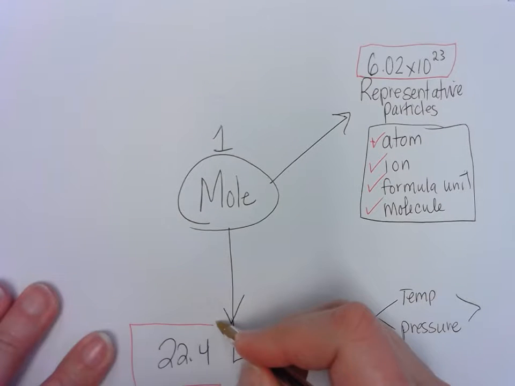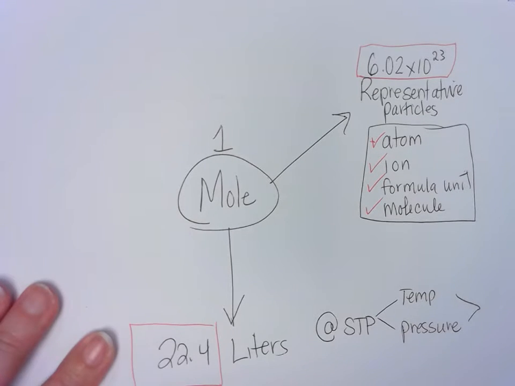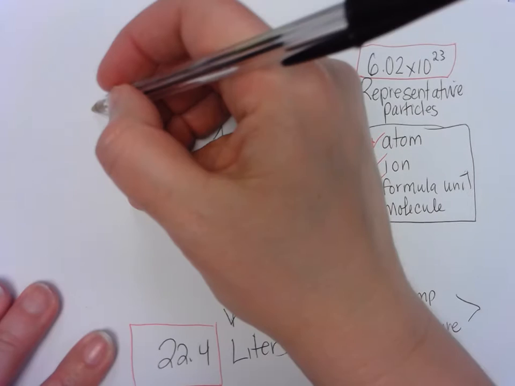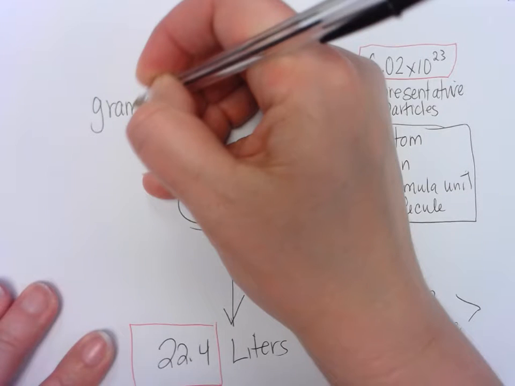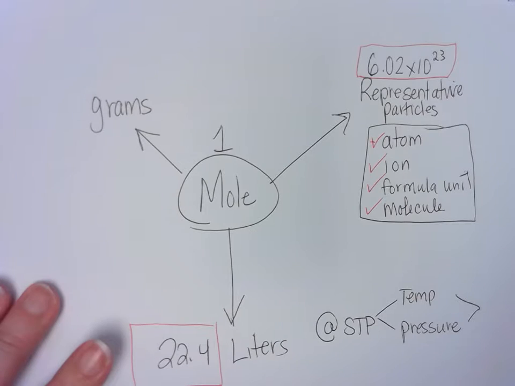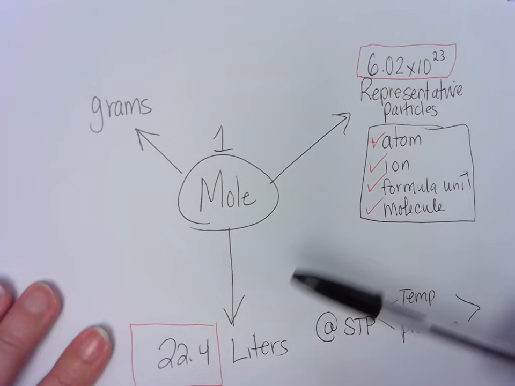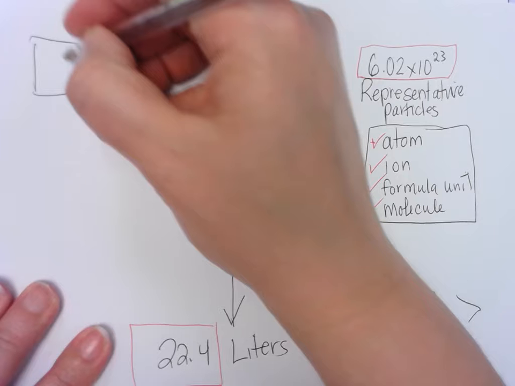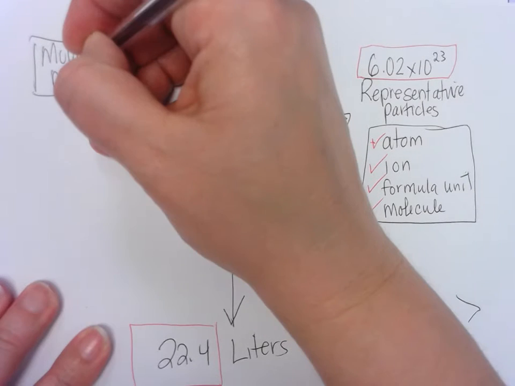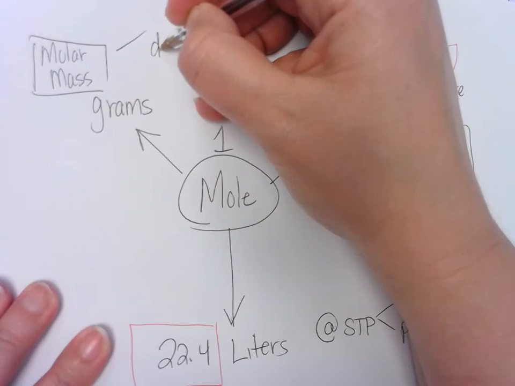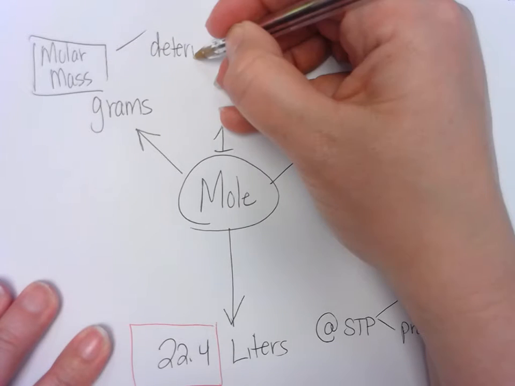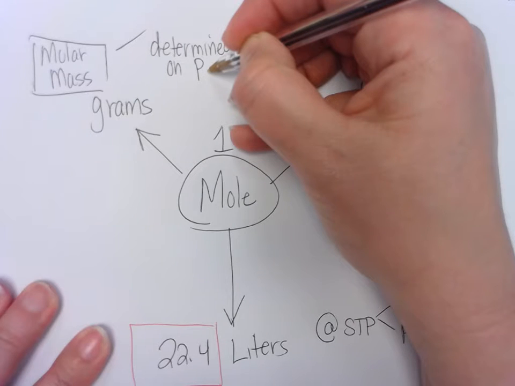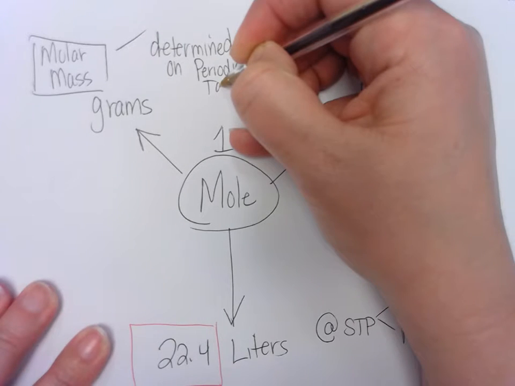Now, the last thing that the mole can be equal to is grams. And the number of grams, we can't put a single number to that just like we've done for liters and representative particles, because we need to know the molar mass. And the molar mass is determined by the periodic table. Okay, so you will have to look on the periodic table for the formula.